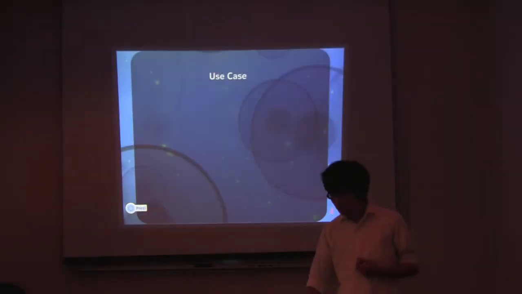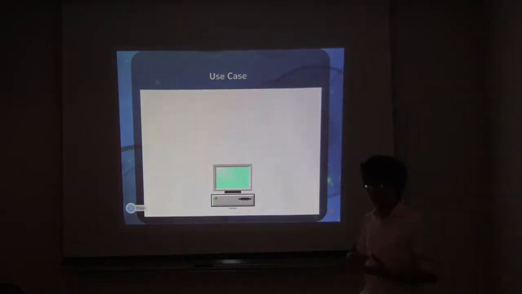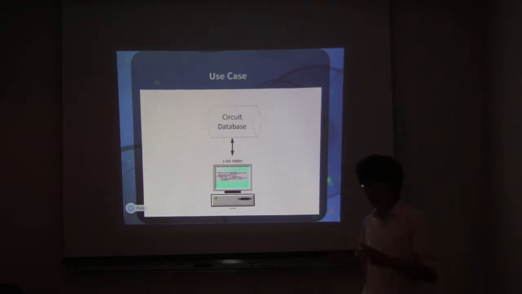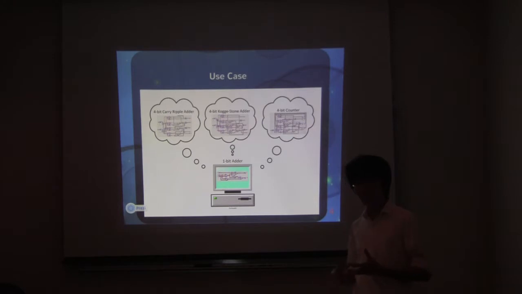So an example of the use case is we have a designer, and he's designing some sort of circuit, for example, an adder. The idea is that you have a backend that continuously monitors the circuit that the designer is designing and compares it against a database of existing designs. After the comparison, the backend will suggest similar matches, existing designs that match the current design that the user is currently working on.